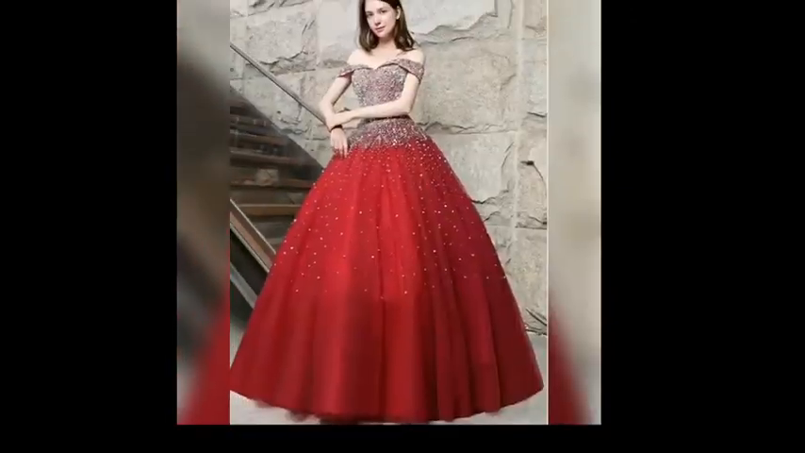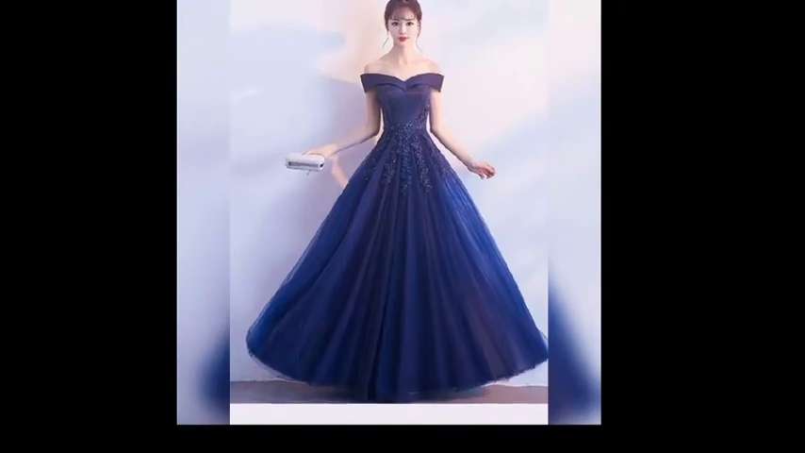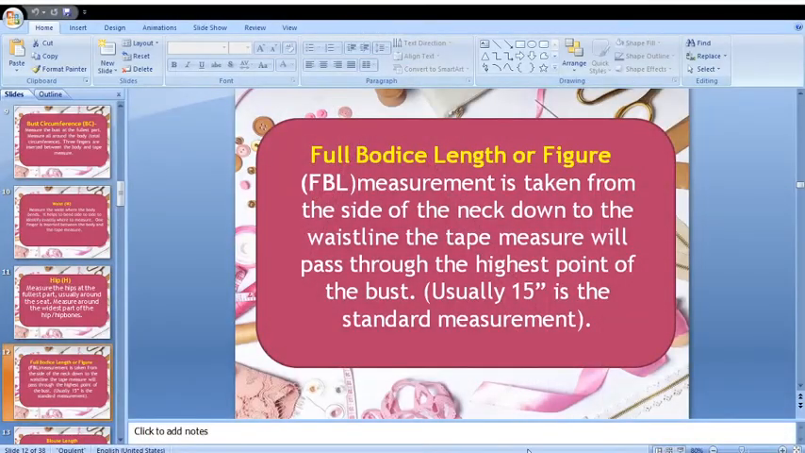for the full body's length or figure, the measurement is taken from the side of the neck down to the waistline. Usually, the standard measurement for this one is 15 or 16. Next.